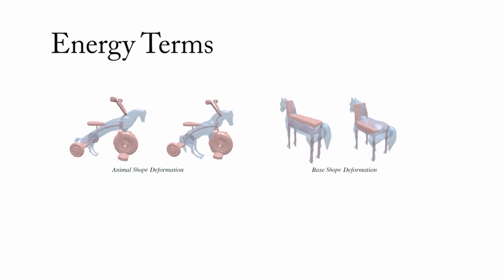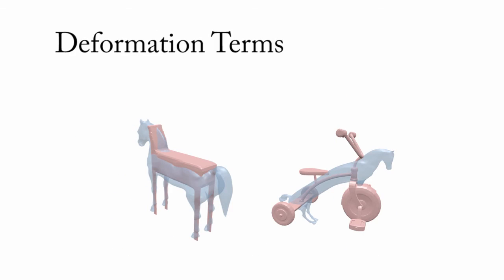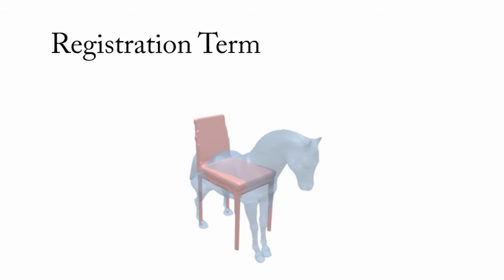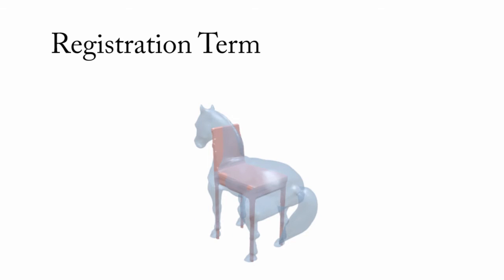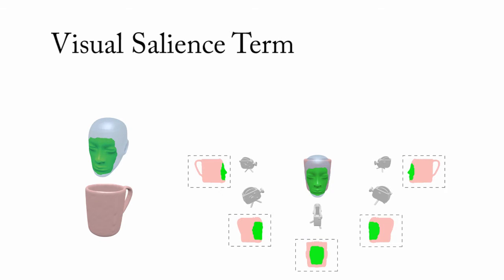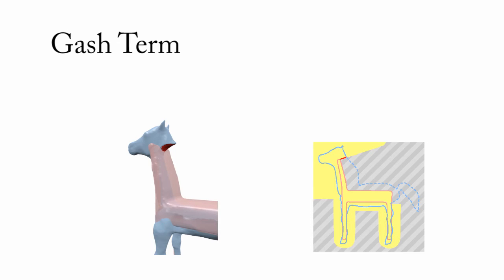Our configuration energy considers the animal shape deformation, base shape deformation, registration, visual saliency, and gash. The deformation term ensures that both the base shape and the animal shape are not excessively distorted. The registration term ensures that the shapes are well aligned with each other. Our approach also computes the prominence of the visual salient regions for different viewpoints to ensure that they are preserved in the zoomorphic shape. We also include a gash term to avoid the formation of gashes in the zoomorphic shape. This is determined from the volumetric design restriction.